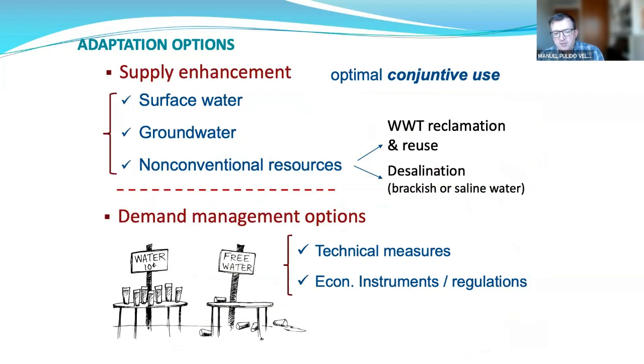And in order to determine this optimal portfolio, we have a very broad range of options. So we have supply enhancement options. We have many different alternatives. We can talk about an optimal conjunctive use, but not only of surface and groundwater resources, but also non-conventional resources. But it's not enough to resort just to supply, but we need to, of course, integrate demand management options, and not only technical measures, but also economic instruments and regulation will be combined.